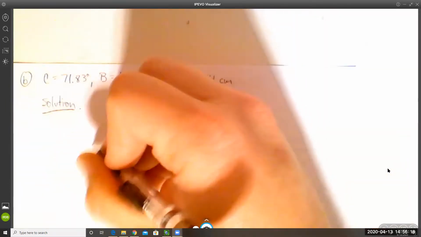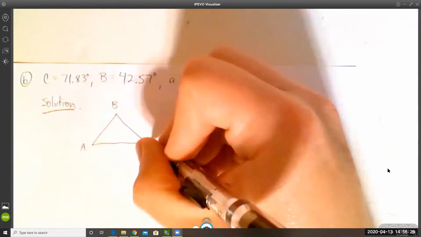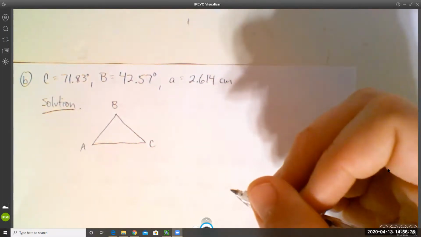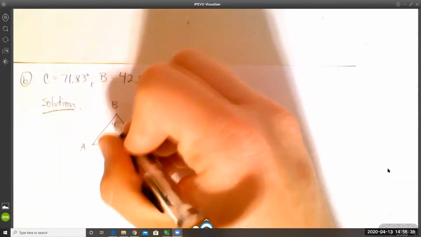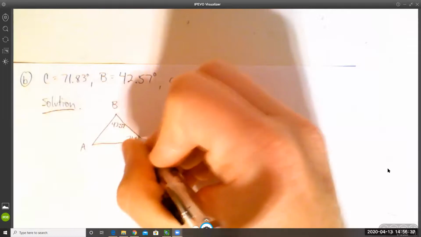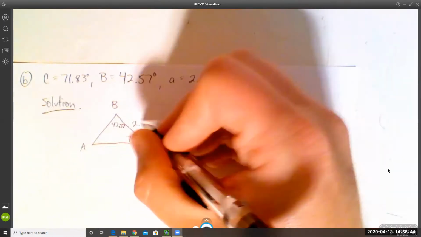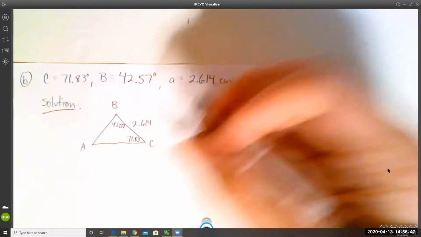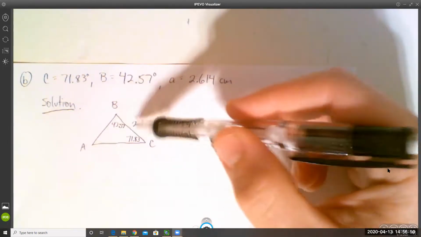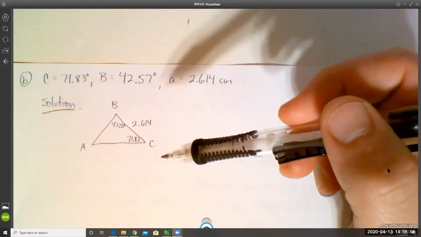So I'm going to draw a picture, of course. So B is 42.57 degrees, C is 71.83 degrees, and little a, that would be this one over here, is 2.614 centimeters. So again, you can see this is an angle side angle scenario.